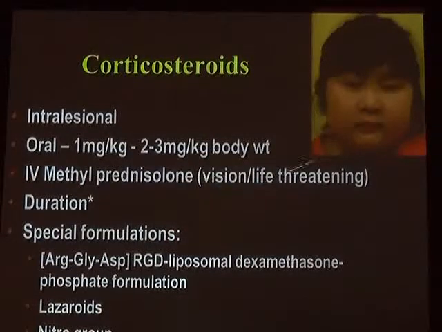In potentially vision or life-threatening inflammatory diseases, you can talk about IV methylprednisolone, different dosage regimens are possible. The most important thing is duration. How long do you continue? When do you stop? Basically, you want to completely control all of the inflammatory signs until there's reversal to near normalcy before you start tapering the dose of steroids over the next few weeks to months, and that's arbitrary. And we'll talk about what happens when the inflammation comes back in a short while.